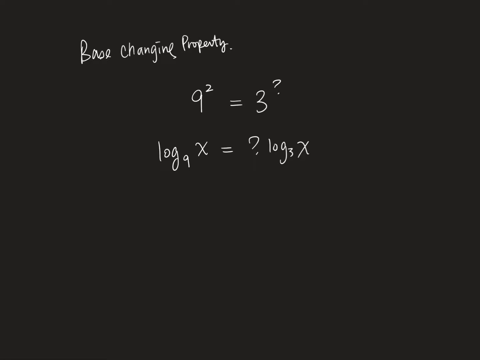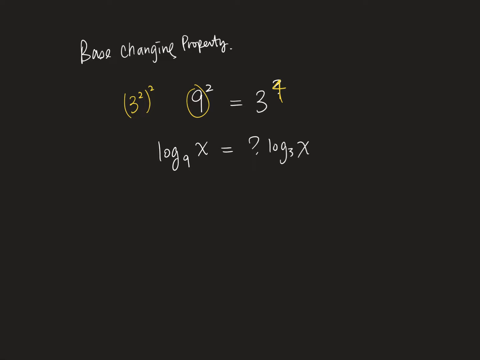Then we're going to cover the base changing property. For example, if I give you 9 squared, what power of 3 is that? You will know that it's 3 to the power 4, because you are already performing this base changing here. Because you know that this 9 can be rewritten as 3 squared, so you know it's 3 to the power 4 here. So we can do base changing in log form as well.